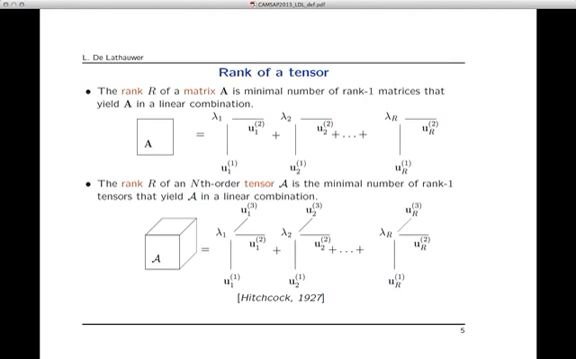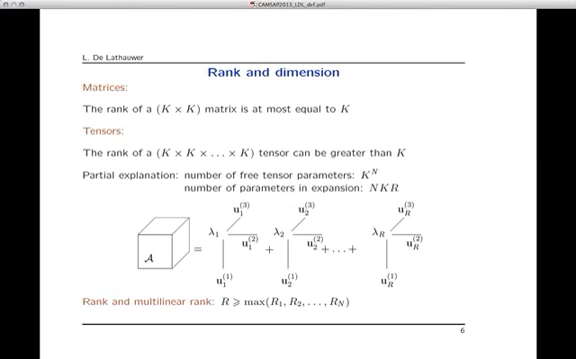What's the rank of a tensor? Well, the rank of a matrix, there are several ways to define it, but one way to define it is the minimal number of rank 1 matrices that you need to construct that given matrix. So you can do the same thing for tensors. The rank of a tensor is the minimal number of rank 1 terms that you need to build that tensor. So you see, tensor algebra is not very difficult, at least the definition is not difficult.